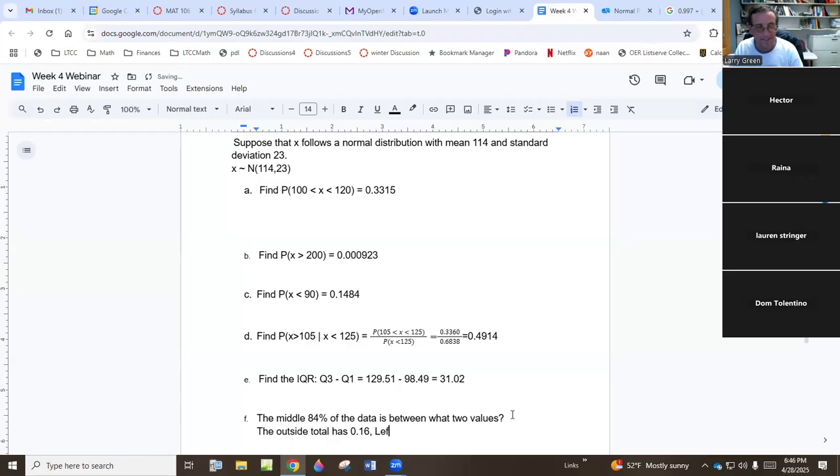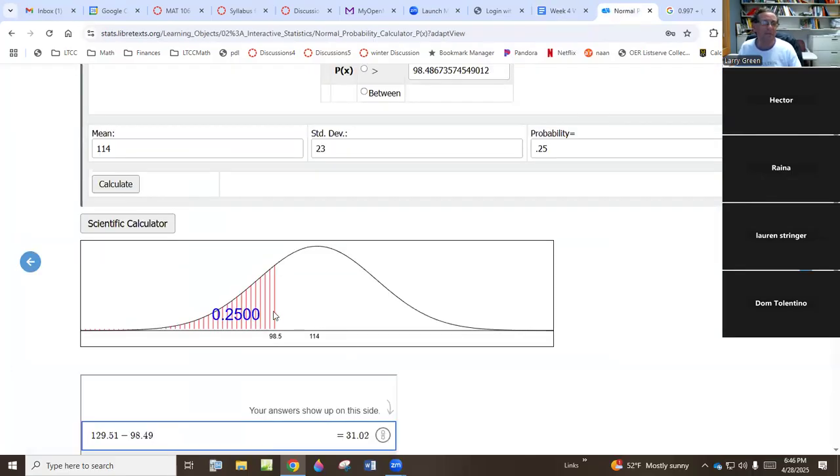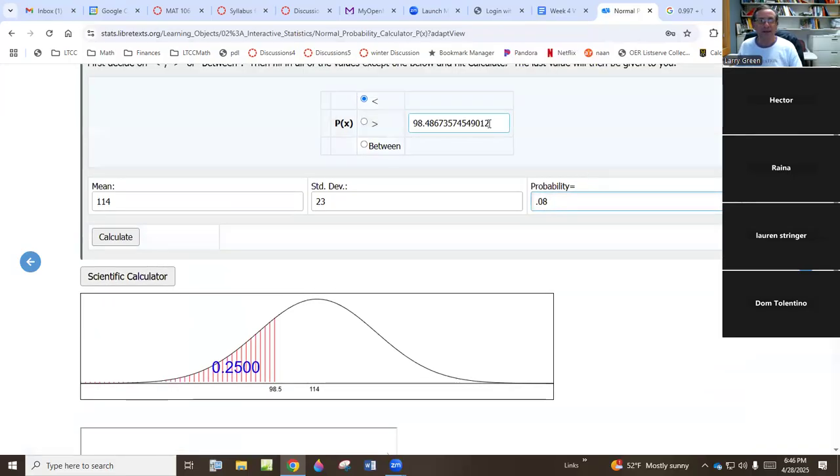So left is 0.16 divided by 2, which is equal to 0.08. So that tells me that the probability is 0.08. And I'm going to leave that blank, and that's the left. So now I'm going to click calculate. And so that tells me that the left-hand side is 81.68.